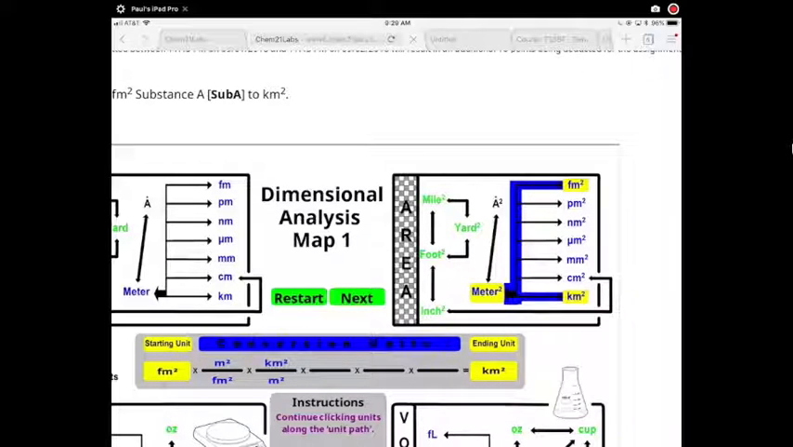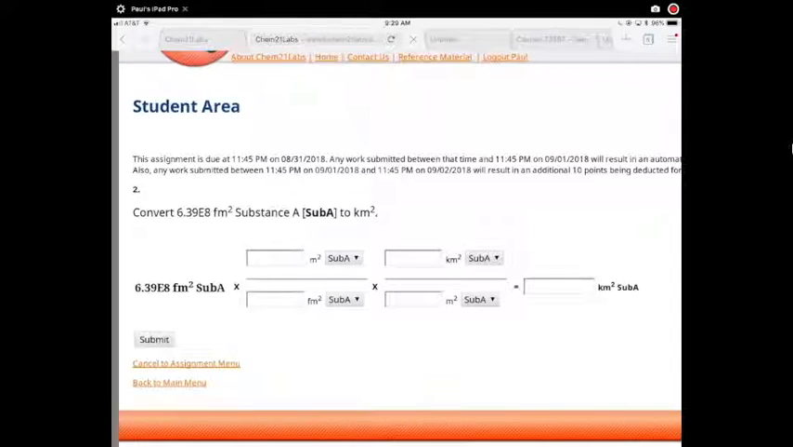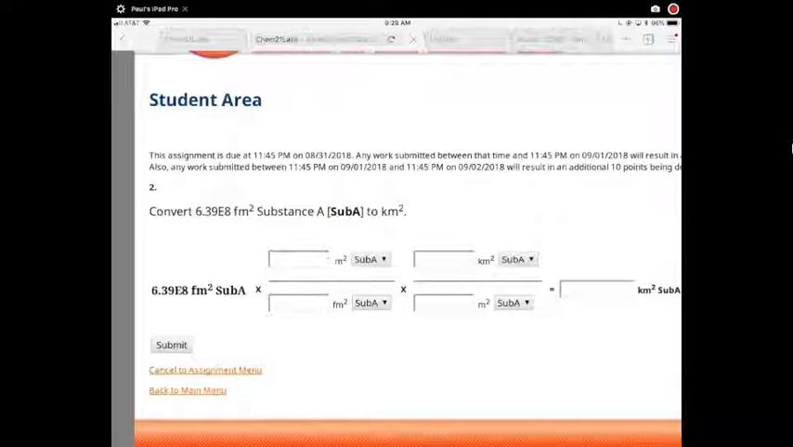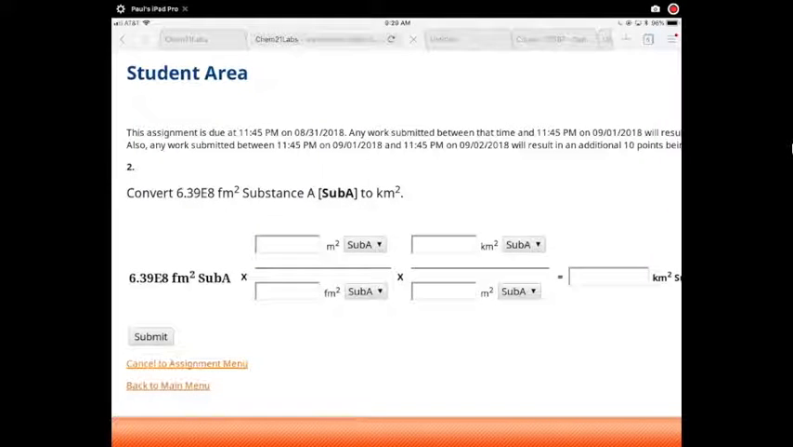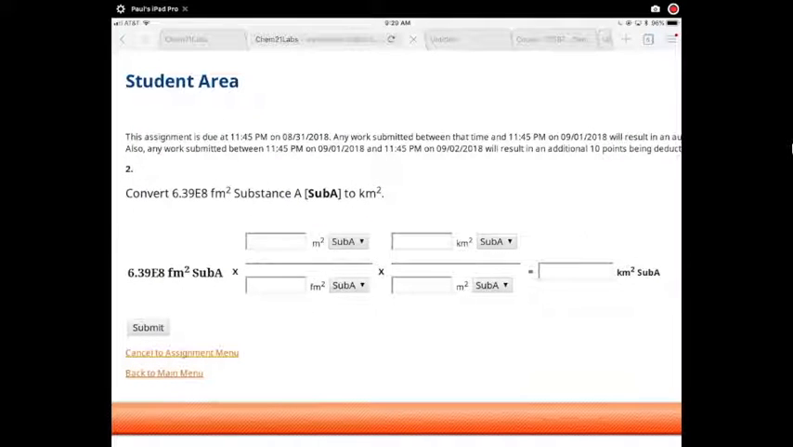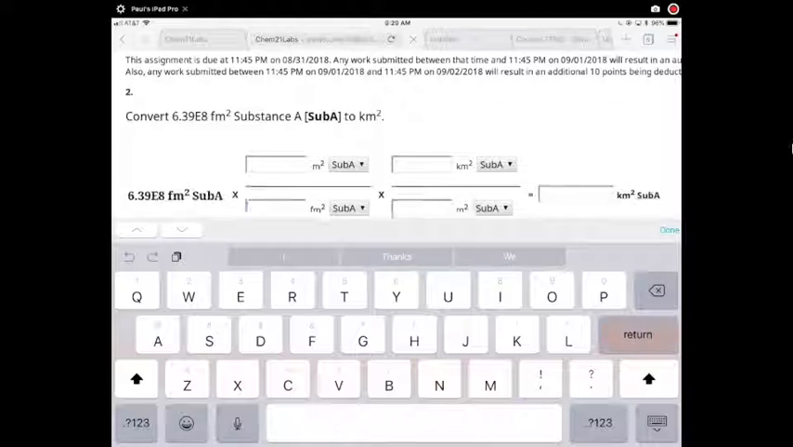Now that I've set that up, do you know what you do now? You hit next. It gives me this thing. Up at the top and up at the bottom, which one has the value of 1? The femtometers. And it's not just 1, it's 1 squared. So pull out your calculators. What is that? All right, 1.